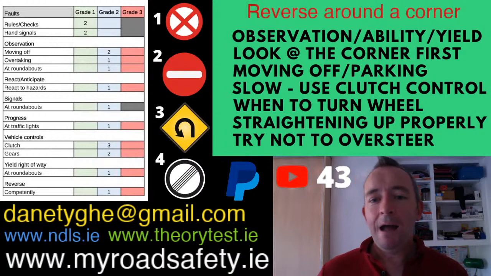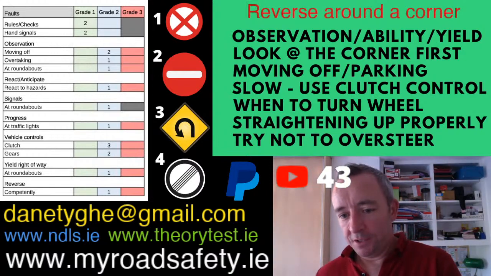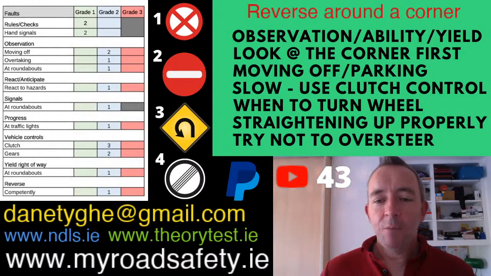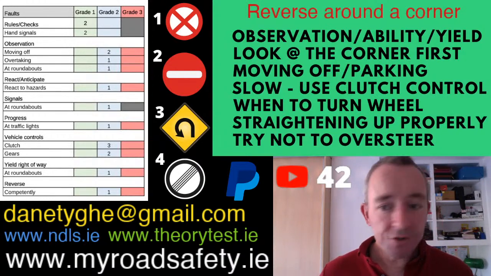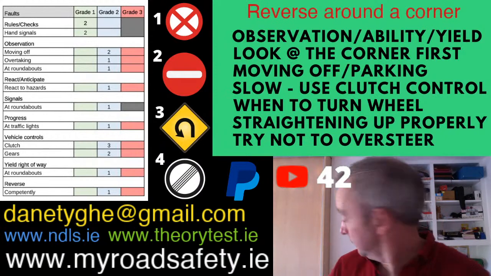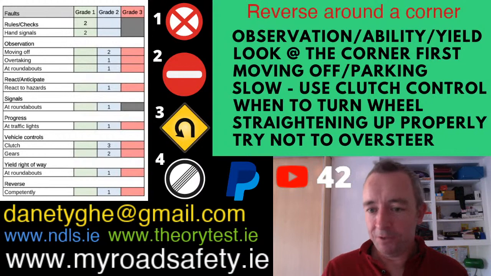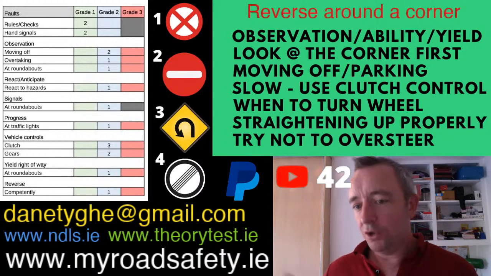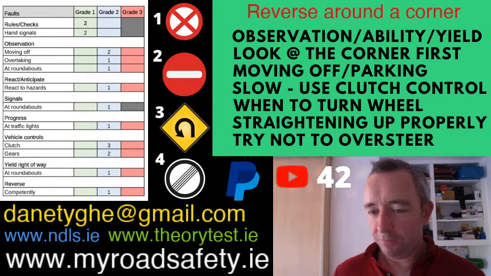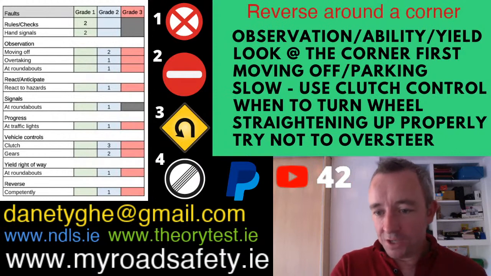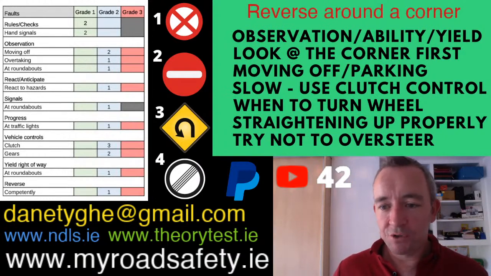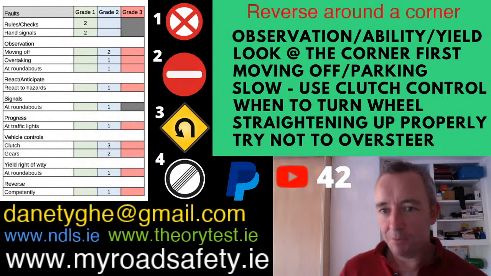You should be indicating out. Unless you're very wide, you may not indicate out then, but it all depends where you are. So whatever about the indicator, make sure you're in the correct gear and make sure you get your 3 mirrors and your blind spot before you move off to go back to the start again. Because so many people forget that and they end up getting grade 2s or grade 3s on observation moving off because they didn't do it. And I understand why, because they probably feel under so much pressure and stress and their mind is completely on the reverse around the corner. They're probably not thinking about the blind spot moving off, but try your best to remember that.